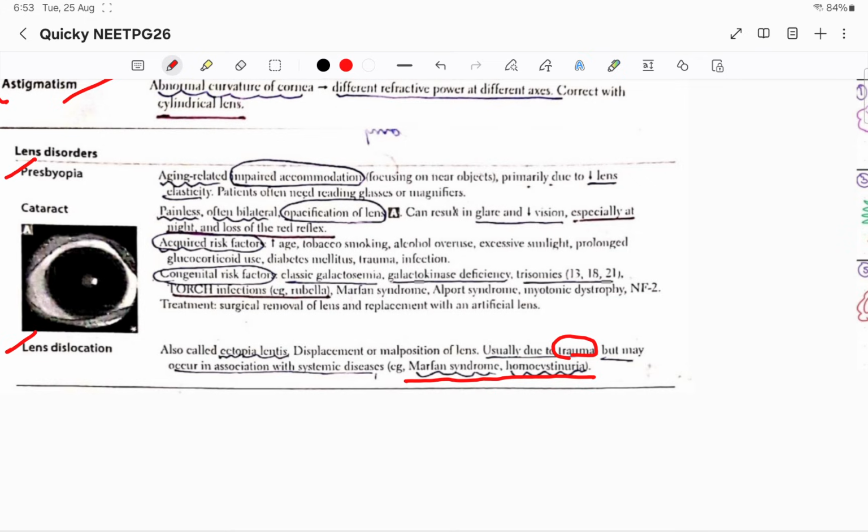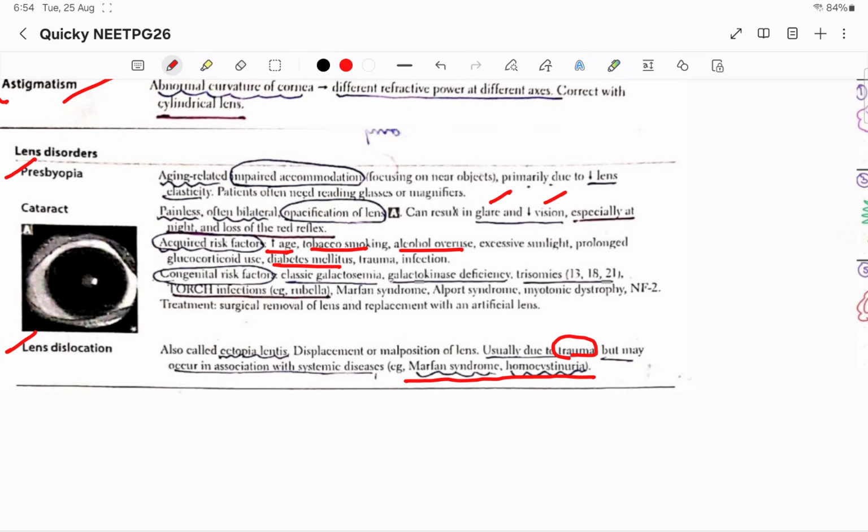The clinical features are glare and reduced vision. Basically, that is what old age people used to come up with. There will be vision loss especially at night, and loss of red reflex, which is what we elicit. The risk factor is increasing age, basically. Then tobacco smoking and alcohol overuse are risk factors. The main thing is diabetes mellitus: diabetes mellitus patients will have an increased risk of cataract.